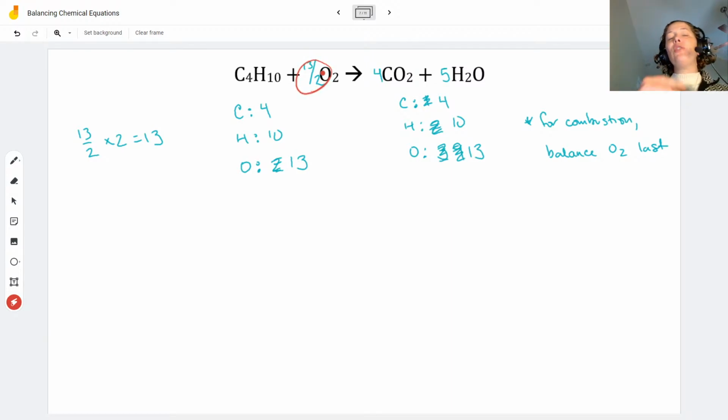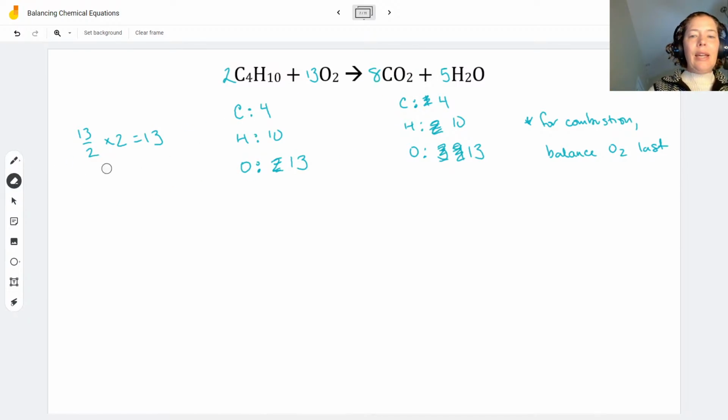So some people really do not like to balance with halves or balance with fractions at all. And so if that is the case, you need to then convert this to a whole number. So in order to convert this to a whole number, I'm going to multiply through by 2. So what I mean by that is I'm going to multiply each of my stoichiometric coefficients by 2. So I'm going to put a 2 here because, of course, we assumed it was just a 1. My 13 halves times 2, I'm going to erase this, just gives me straight up 13. 4 times 2 gives me 8, and 5 times 2 gives me a 10 here.